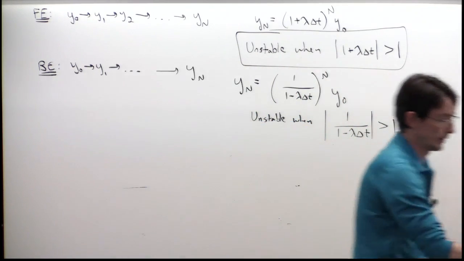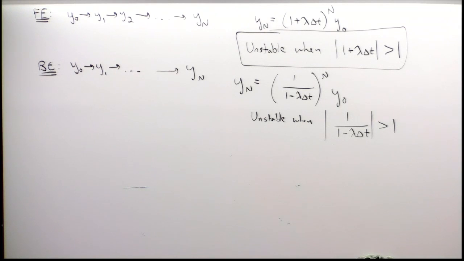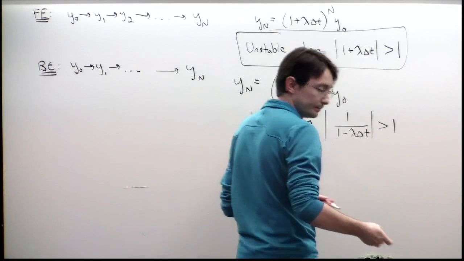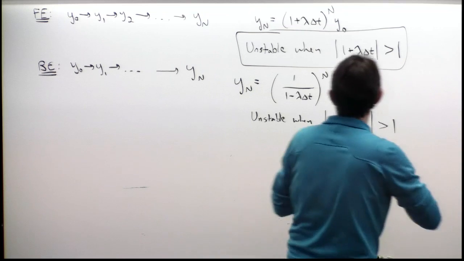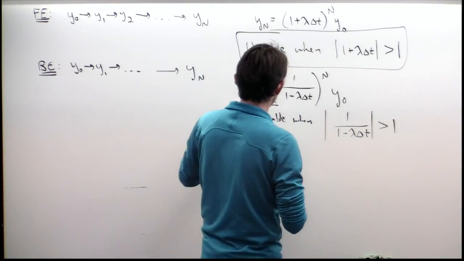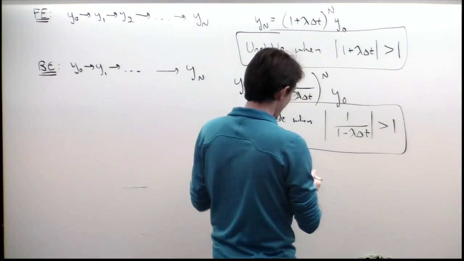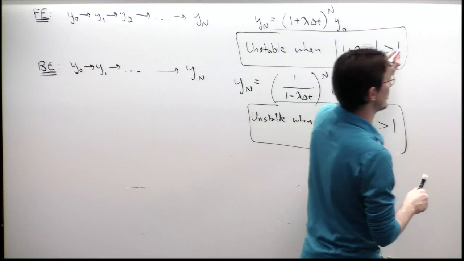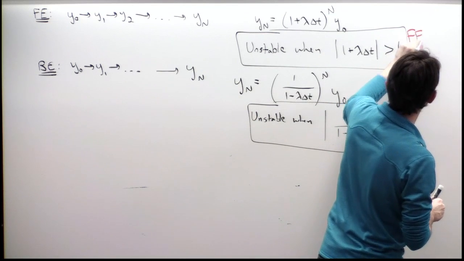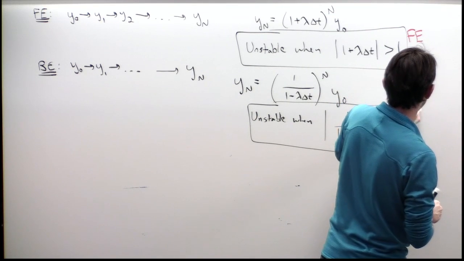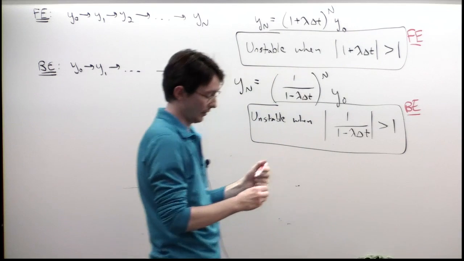Maybe I'll just label this. So here we have the forward Euler stability, FE, and this is the backward Euler stability.